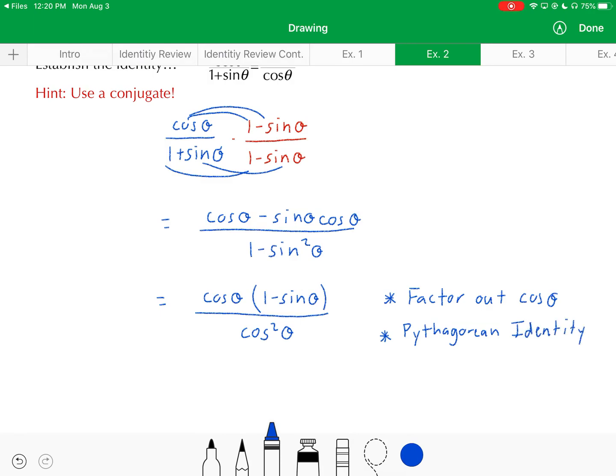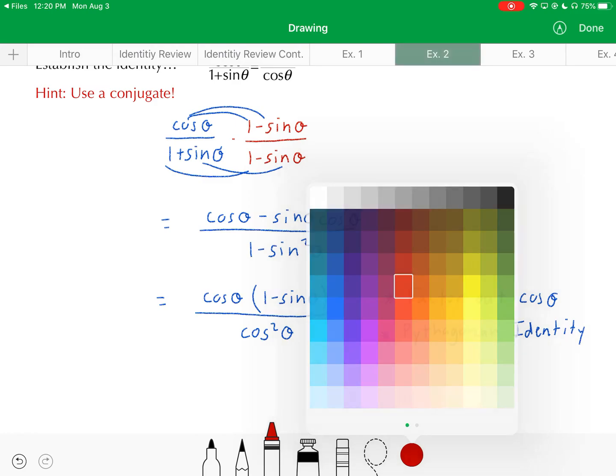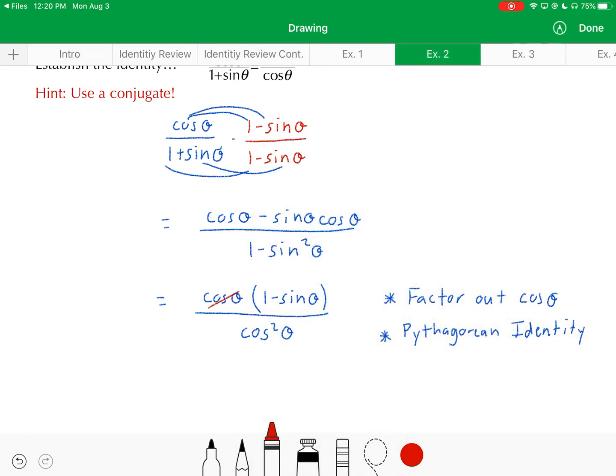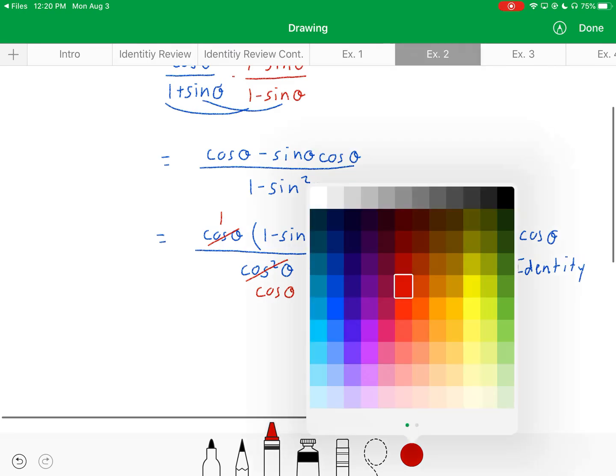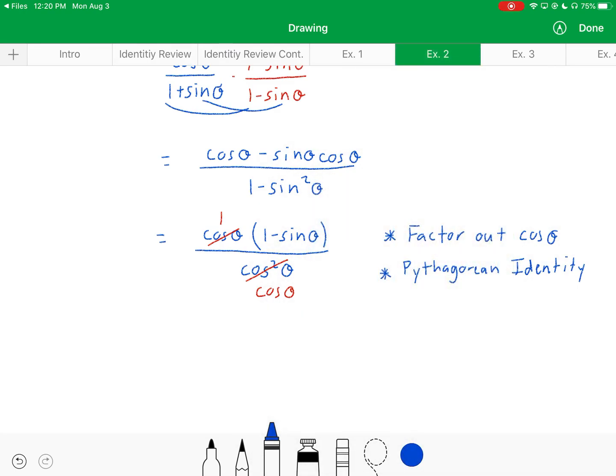Now hopefully you're seeing how that is helpful. I'm now able to reduce away cosine to 1, and then this cosine squared to just cosine. And ultimately, that is what I am trying to prove. Right? Put that check mark there to show that the identity has been verified.